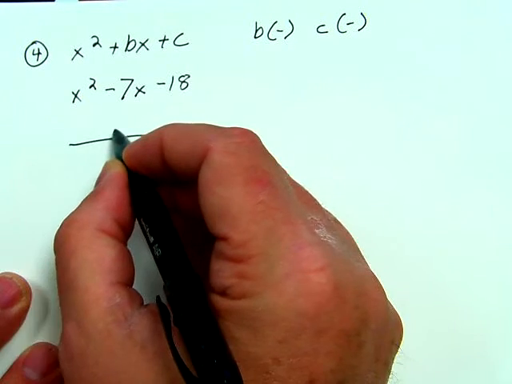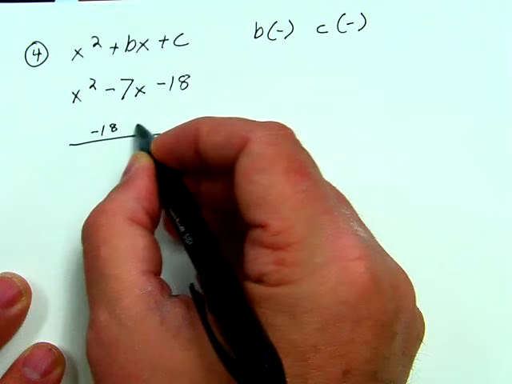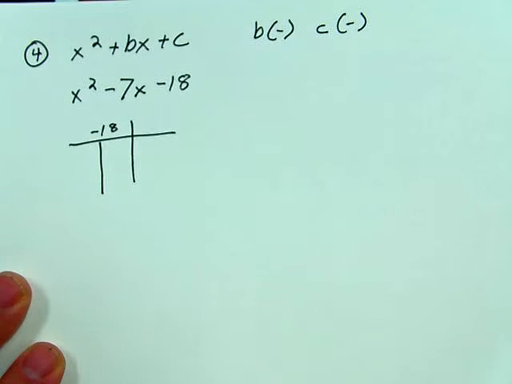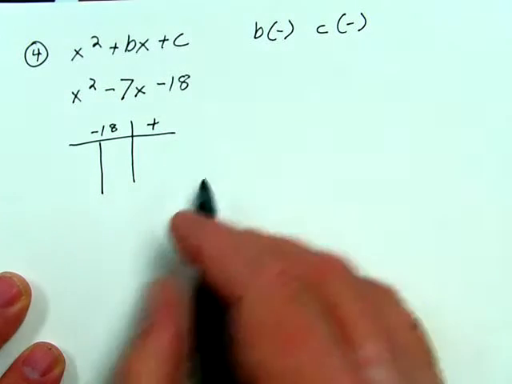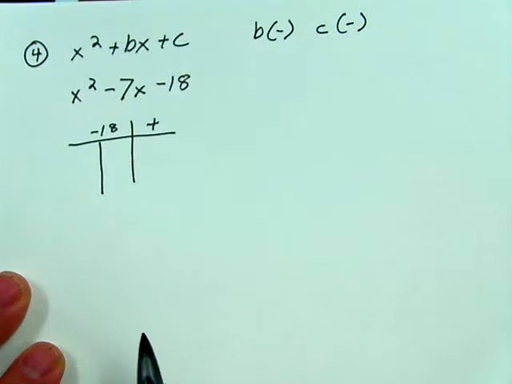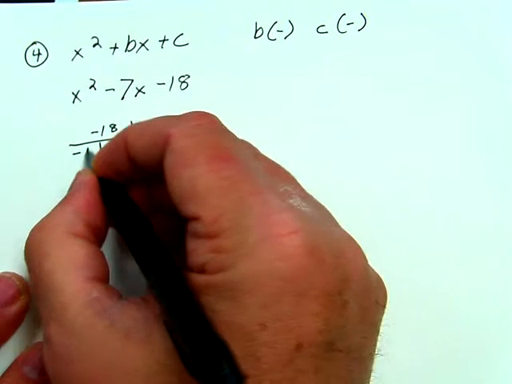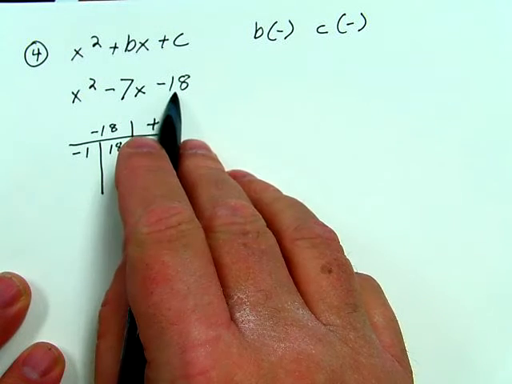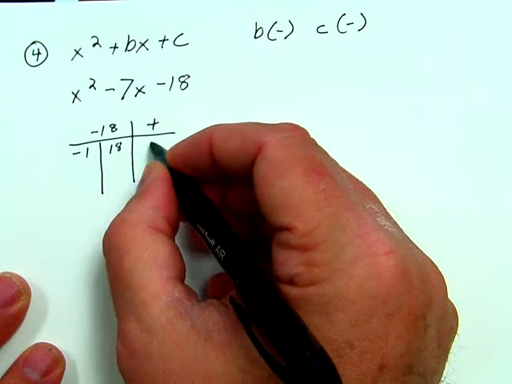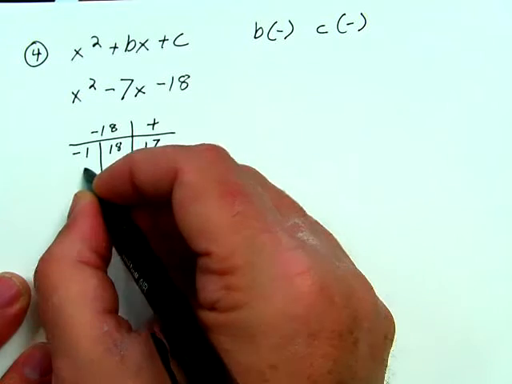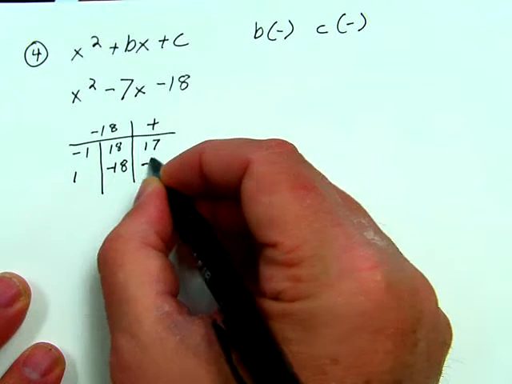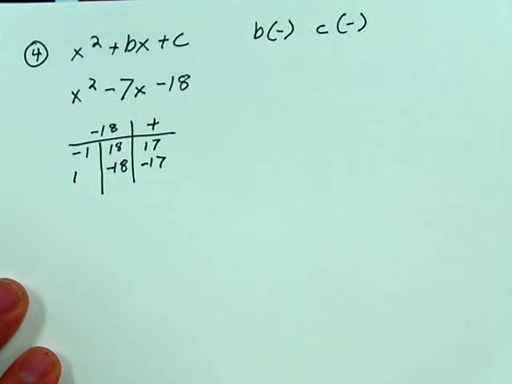So we know that our multiplication factor table is going to try and worry about minus 18. When you add them together, we're going to try and get to negative 7. So let's start off with negative 1 times 18. Negative 1 times 18 gives me my negative 18, but it adds up to 17. Well, let's try the opposite of that. 1 and negative 18, that adds up to negative 17.